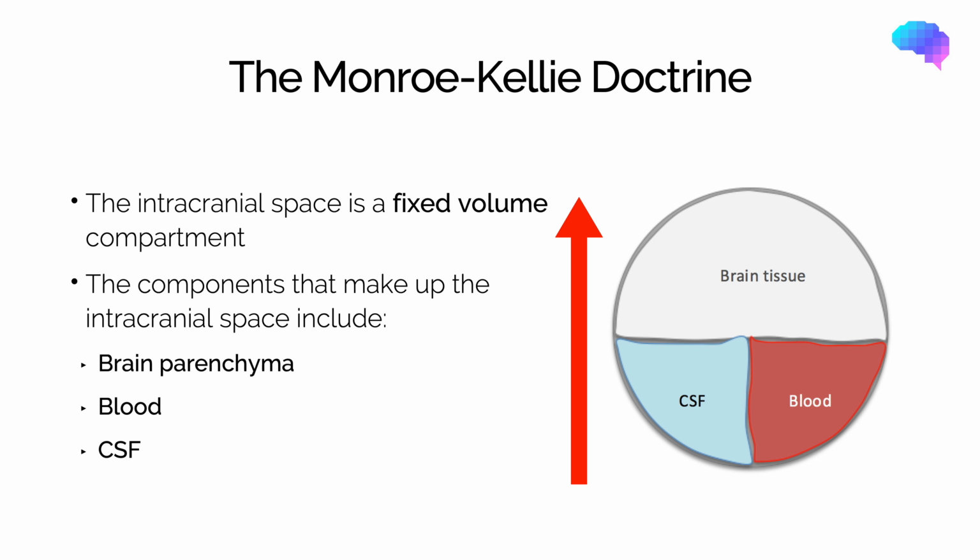Now, this increase in pressure will mean that the brain tissue will be pushed out through the foramen magnum, and this will cause coning. And if CSF increases, for example, because of obstructive or non-obstructive hydrocephalus, then blood will have to be shunted away from the brain. And the body does this by causing vasoconstriction of the blood vessels to shunt blood away from the intracranial compartment to prevent these pressure increases, which would ultimately cause the patient to cone.